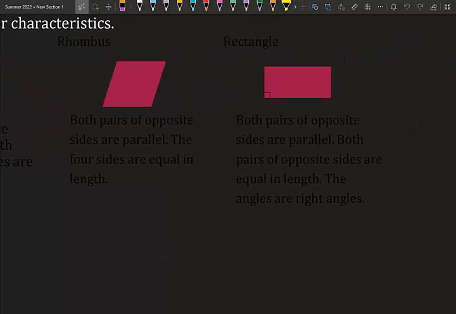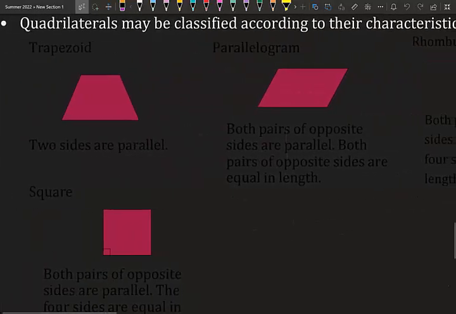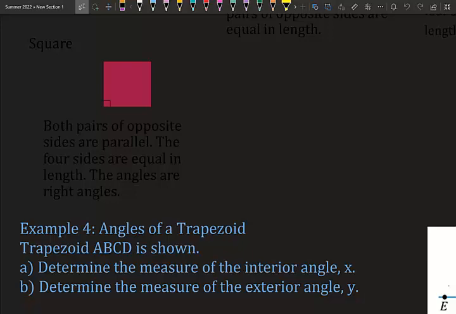A rectangle, both pairs of opposite sides are parallel, both pairs of opposite sides are equal in length, and the angles are right angles. A square, everything's the same. We know what a square is.